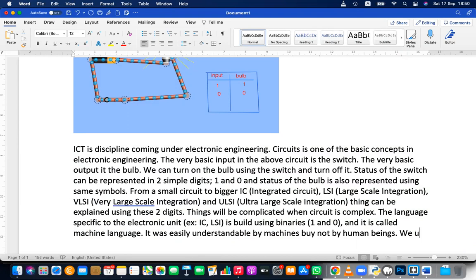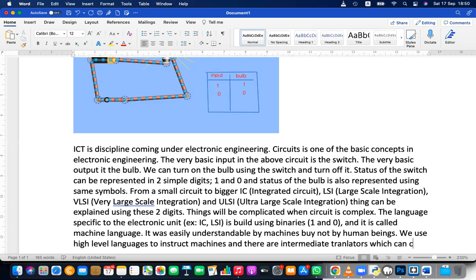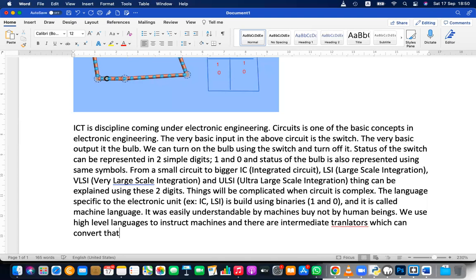We use high-level languages to instruct machines, and there are intermediate translators which can convert those languages into machine languages. Machine language.